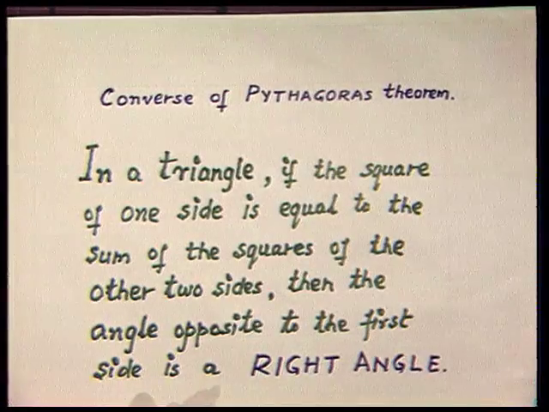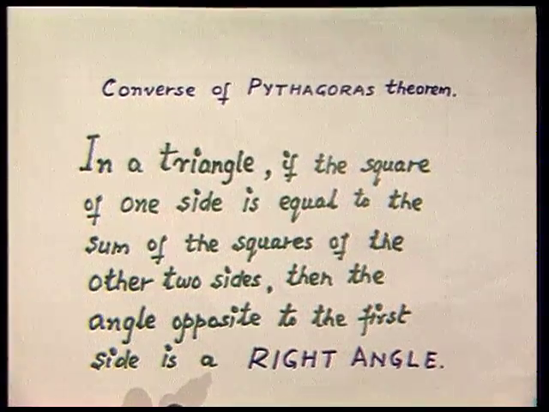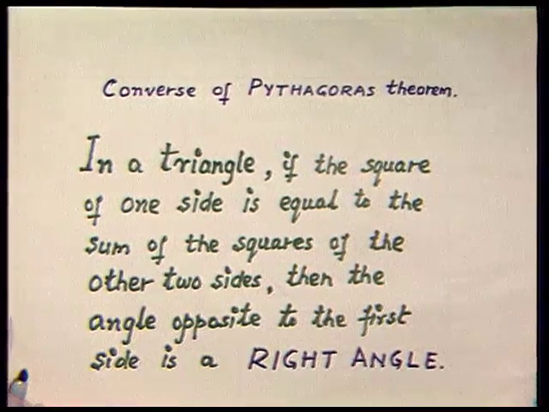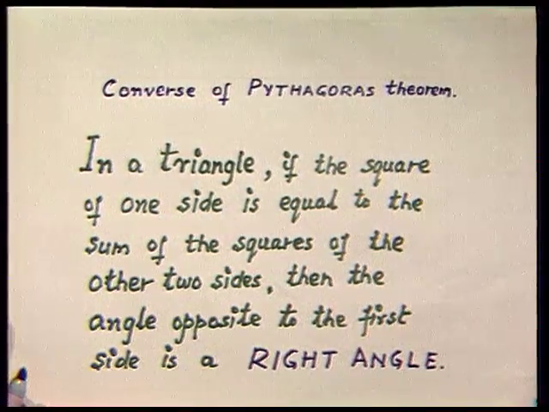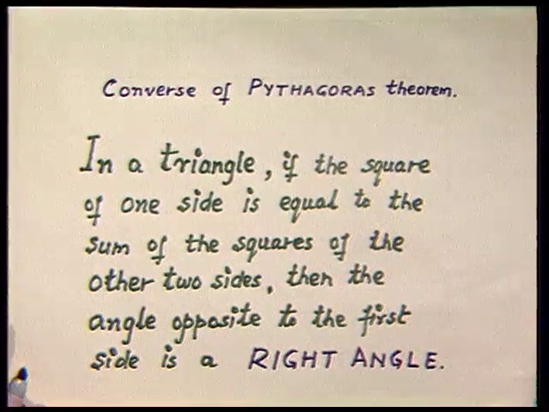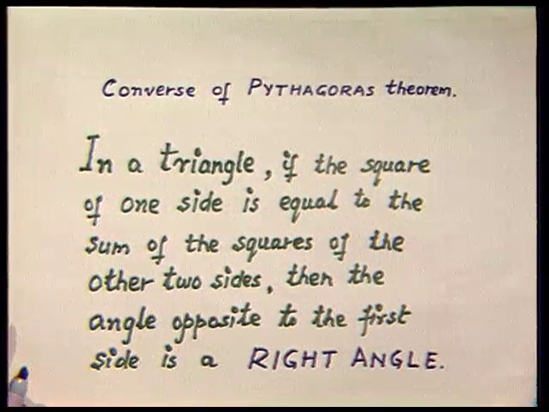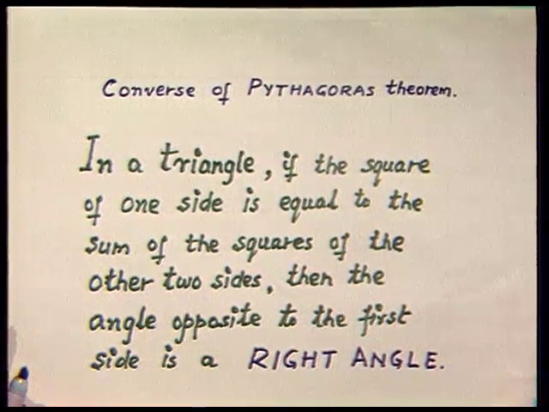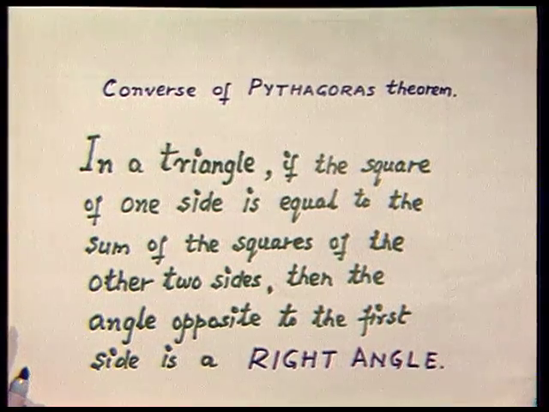The converse of Pythagoras states, in a triangle, if the square of one side is equal to the sum of the squares of the other two sides, then the angle opposite to the first side is a right angle. And that's all for the day, and in our next program we will be doing some problems based on Pythagoras theorem.